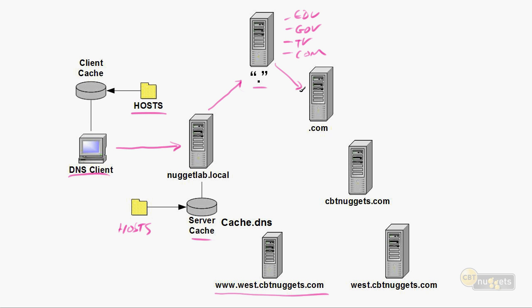Now, it's at this point we need to pause and identify the difference between a recursive query and an iterative query. You see, when this client originally requested www.west.cbtnuggets.com, it contacted its DNS server with what we call a recursive query.